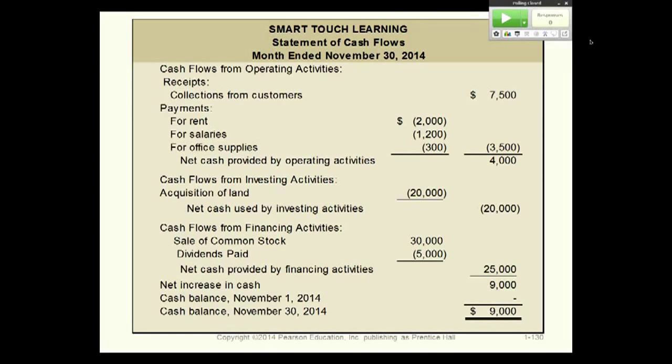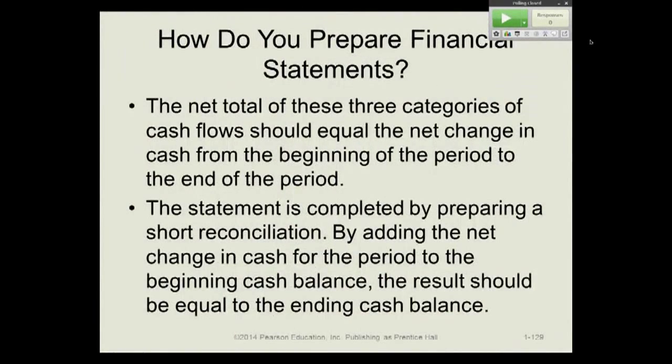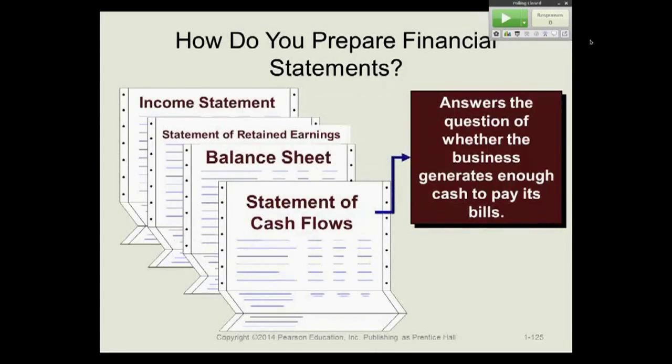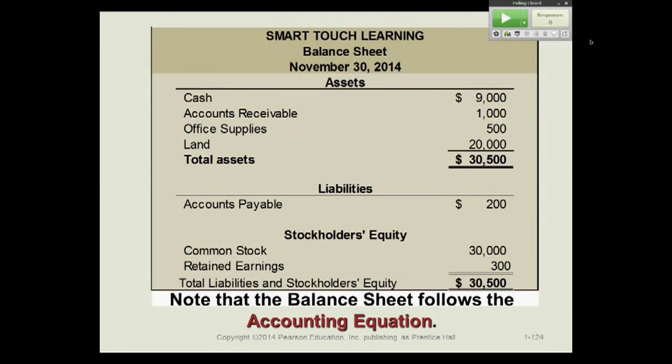9,000 is your ending balance of cash, and if you go, let me go backwards a little bit. That 9,000 is also back on the balance sheet. So what you're doing with the cash flow statement is you're proving how this number was determined. So the cash flow statement basically explains the cash and how the cash changed. Okay. All right, any other questions before we get to some of our questions?